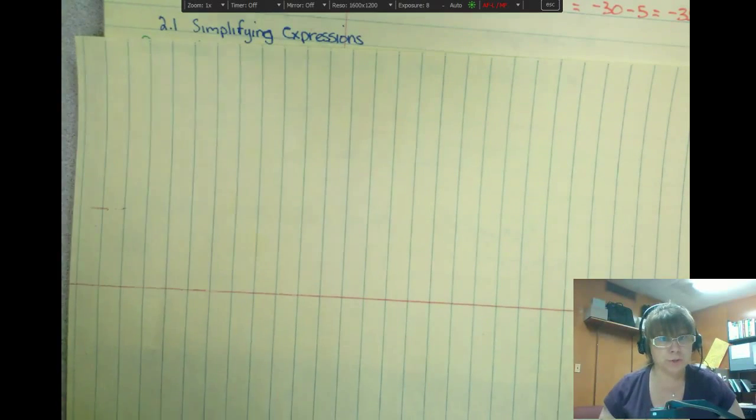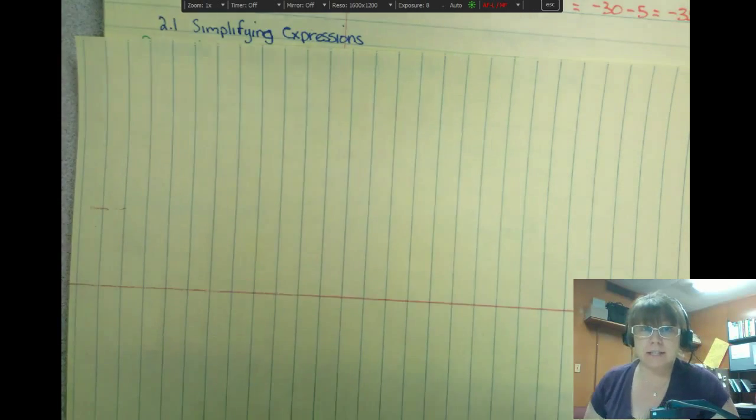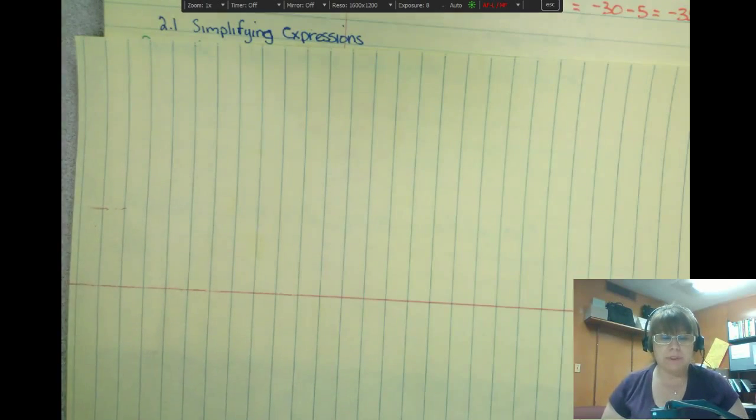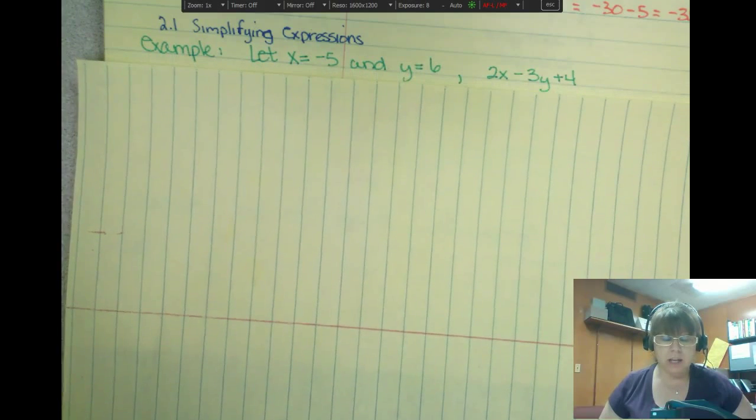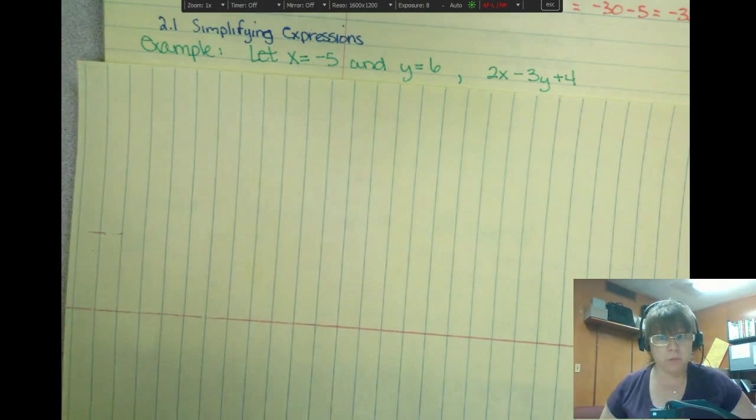Welcome to part 2 of lecture 2.1, Simplifying Expressions. As we left off, we were thinking about simplifying expressions with one variable. But we're not limited to just one variable, or rather evaluating expressions with just one variable.